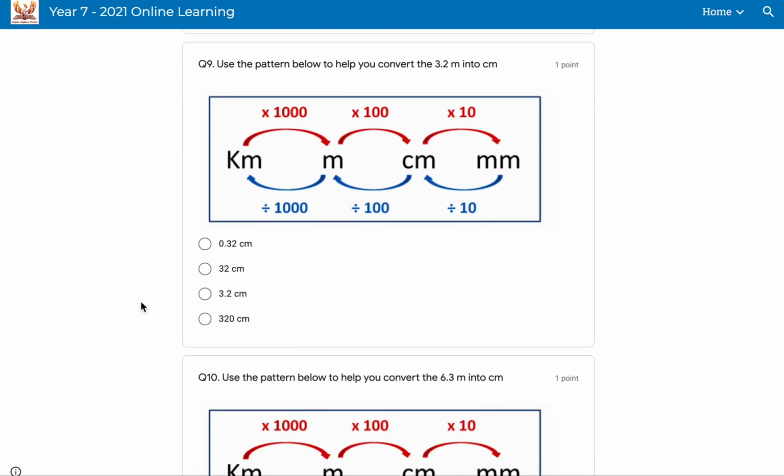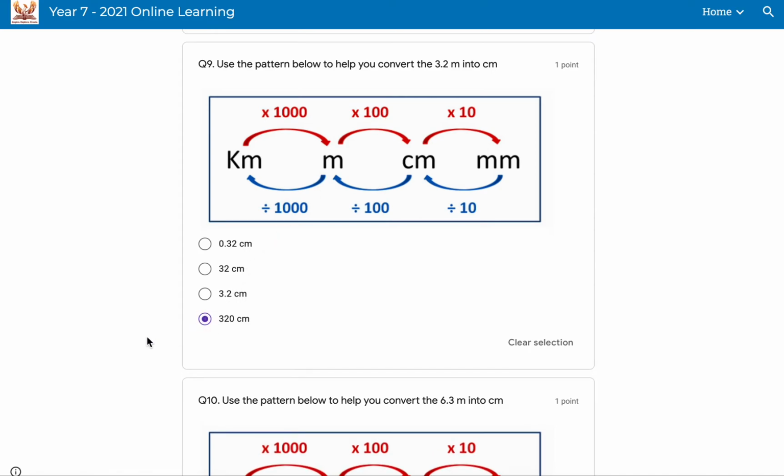Okay, use the pattern below to help you convert the 3.2 meters into centimeters. Okay, so if you've got 3.2 meters and you want to go from meters here to centimeters, we need to follow this arrow here, which means we need to multiply by 100. So 3.2 times 100 is 320. And now we're in centimeters.